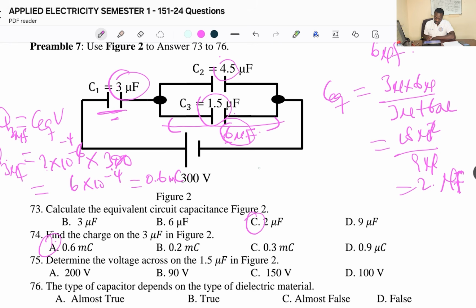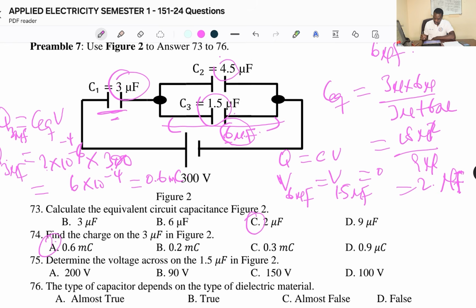To get the voltage, we can use this formula. We know charge is equal to capacitance times voltage. So if I'm interested in the voltage across the 6 microfarad, which is just going to be the same as the voltage across the 1.5 microfarad here, that will be equal to the charge on it, and the charge on the 6 microfarad, we already know that is what?